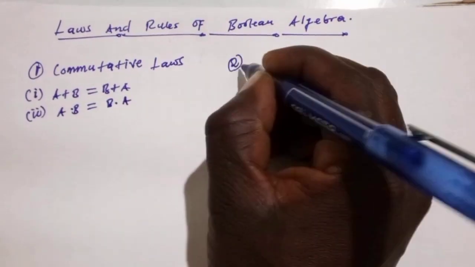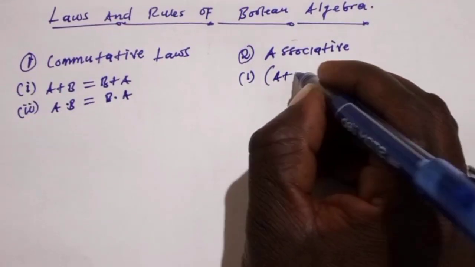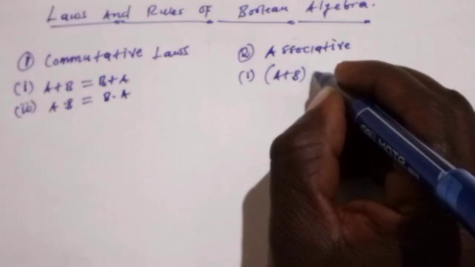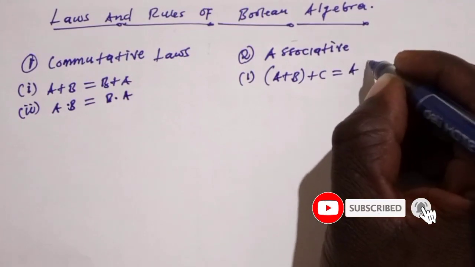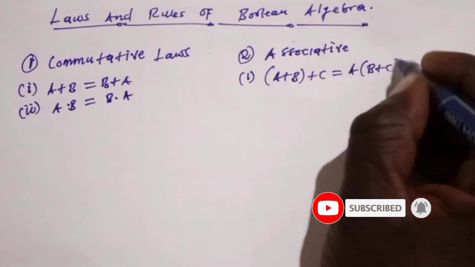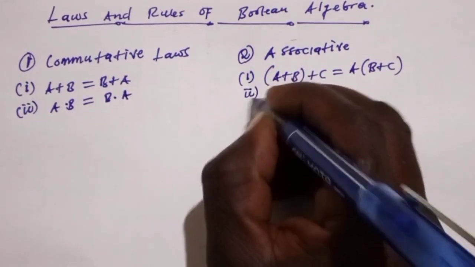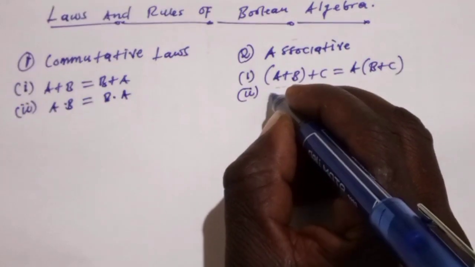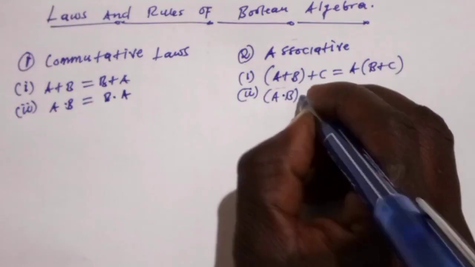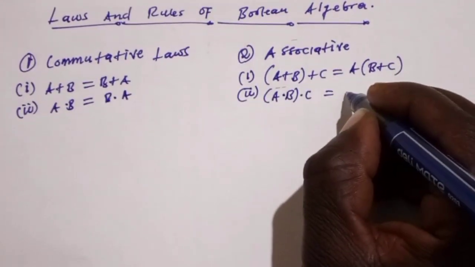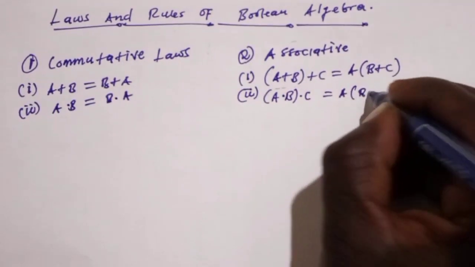So for number 2, it is the law of association. You have A plus B plus C. This one is the same as A plus open B plus C. This term here means the same here. For the second one, if you have A multiplied by B multiplied by C, this is equal to A multiplied by open B multiplied by C.